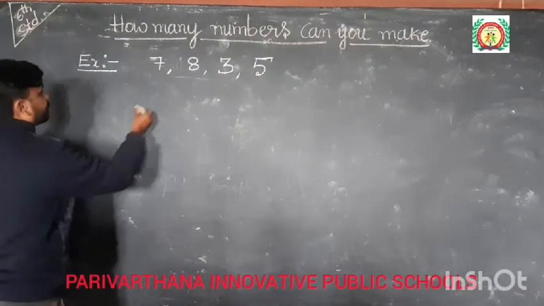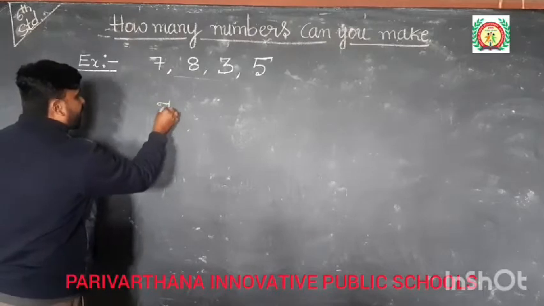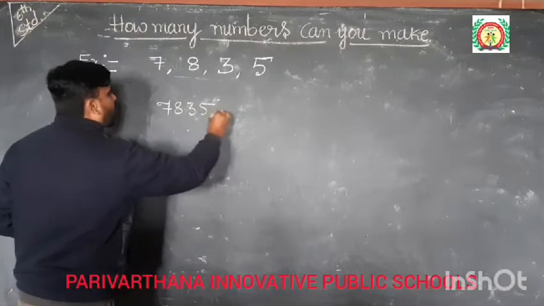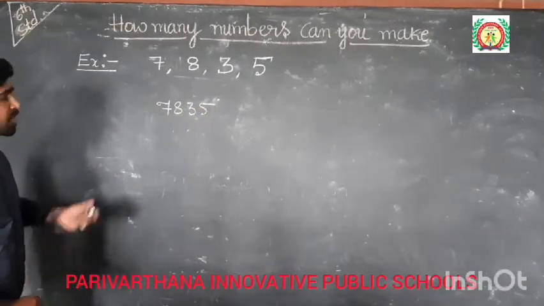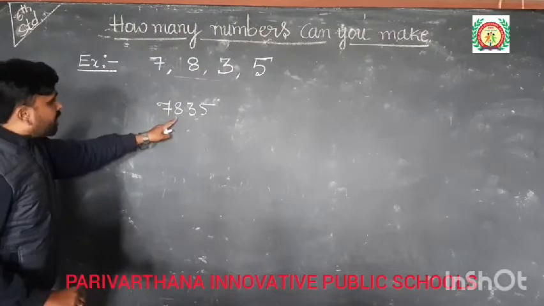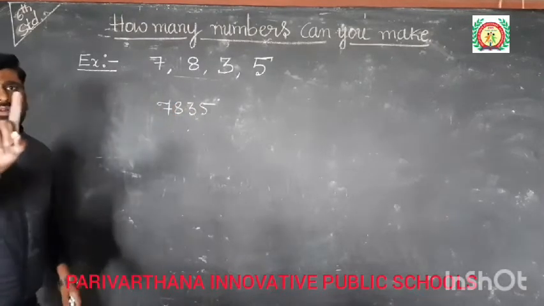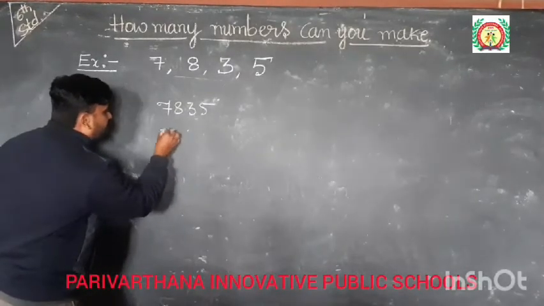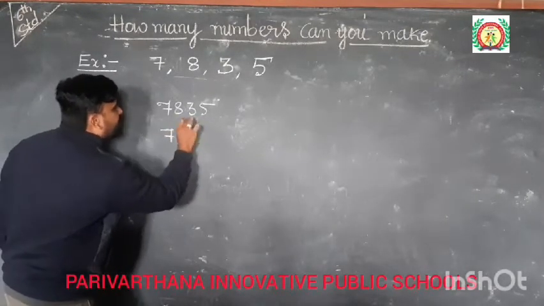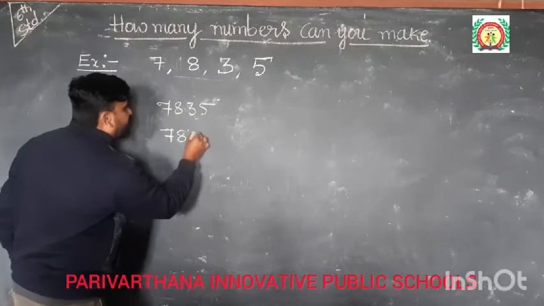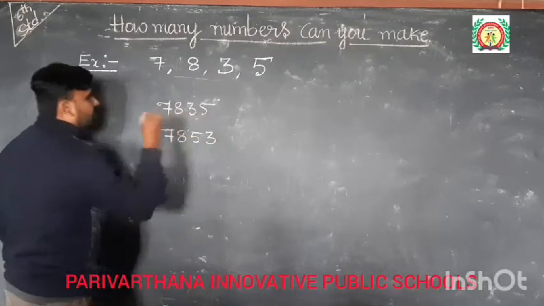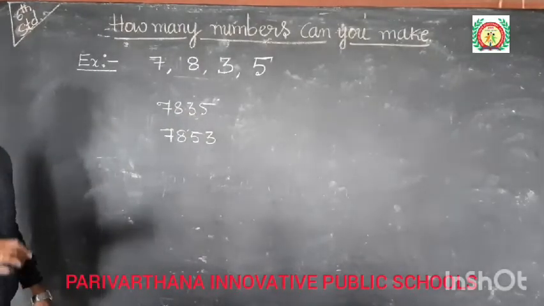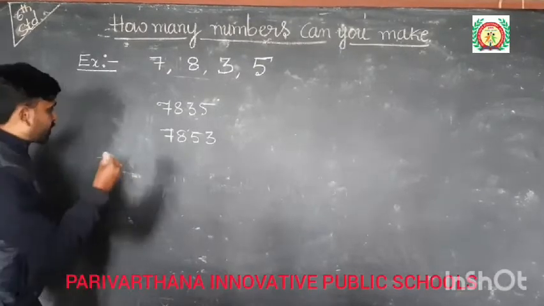Now listen here. The digits are 7, 8, 3, 5. Now it is one number, that means 7,835. Clear? Next, 7,853, just interchange these two digits, 5 and 3. Clear? 7,853 is the second number. Next.